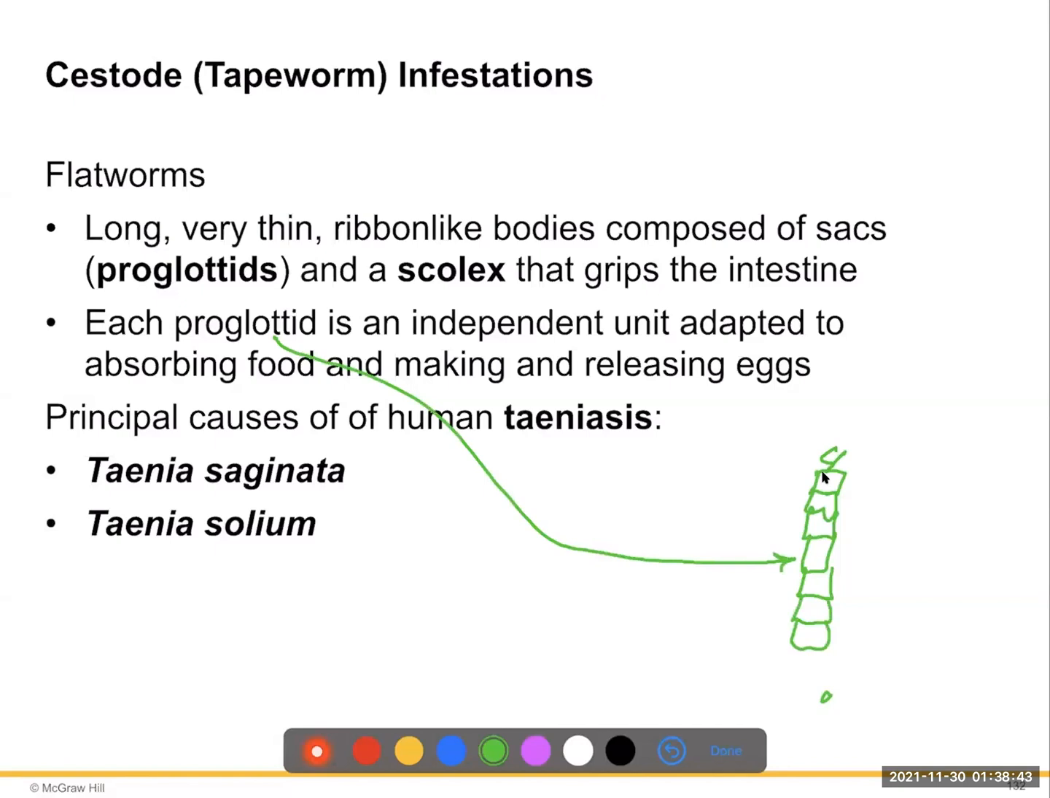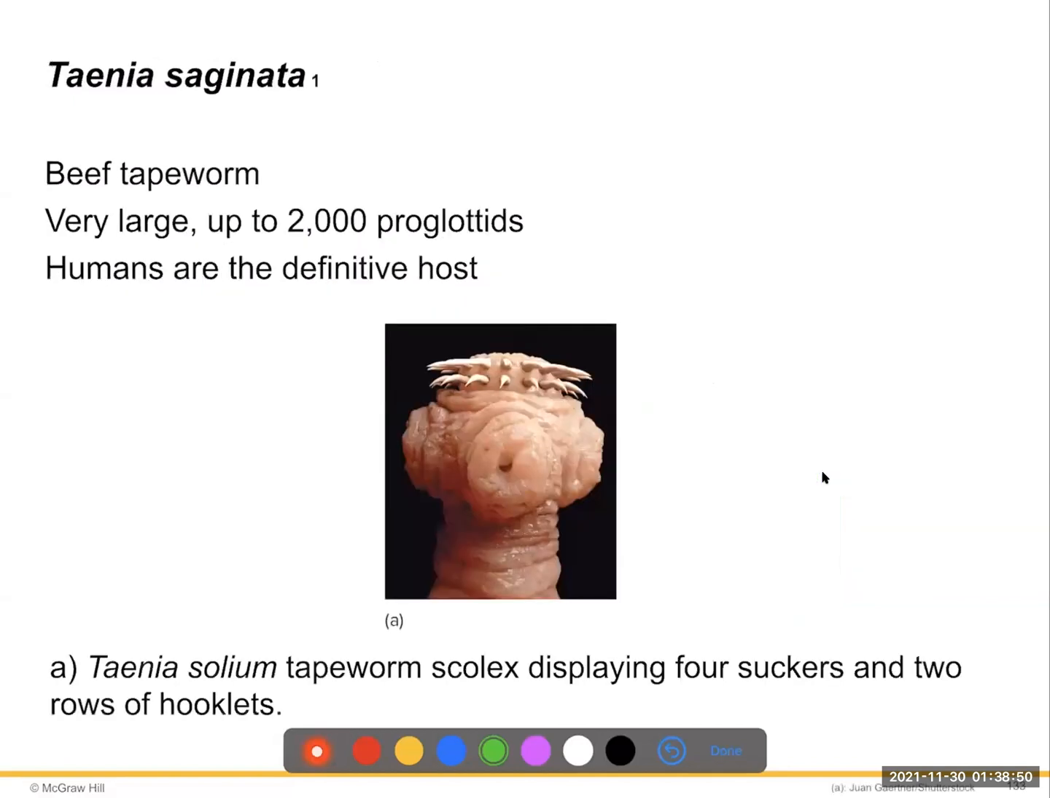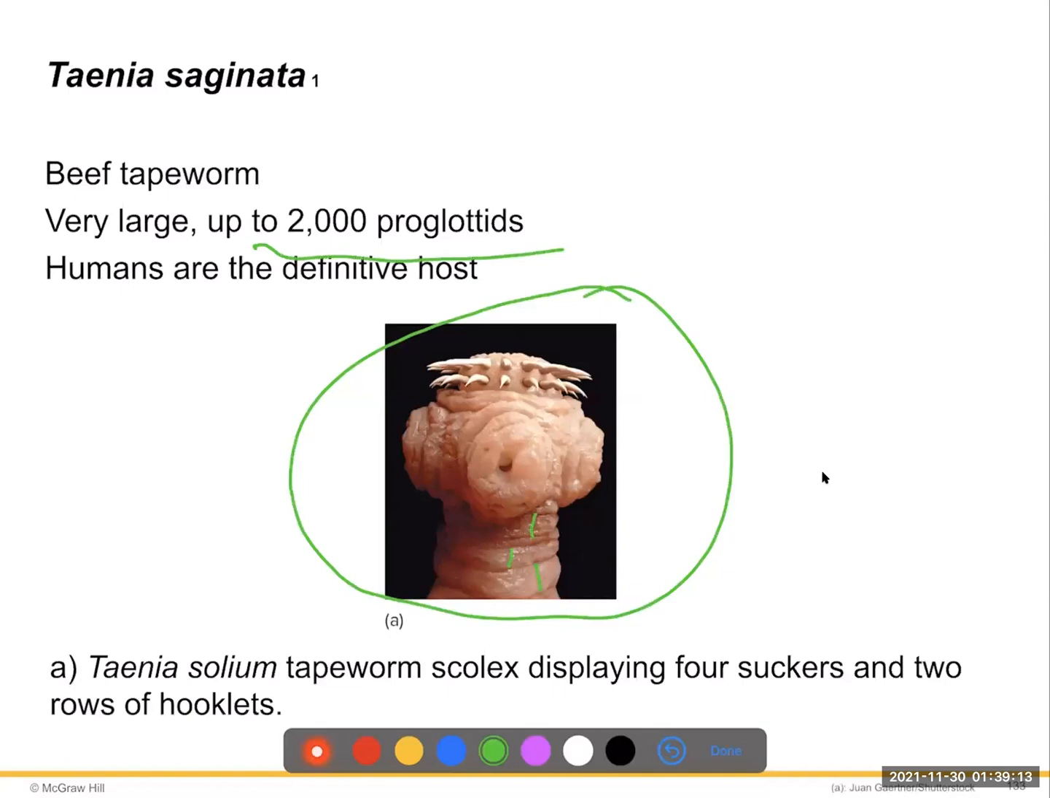The principal causes of human taeniasis are Taenia saginata and Taenia solium, the two types of flatworms. This is what Taenia saginata looks like. They're ugly things, but this is what they look like. This is a beef tapeworm, similar to ones found in the human body. There are up to 2,000 proglottids. Remember these little segments right here. This is a segment, this is a segment, this is a segment, below the head and the tail. Those are the proglottids. Humans are the definitive hosts.